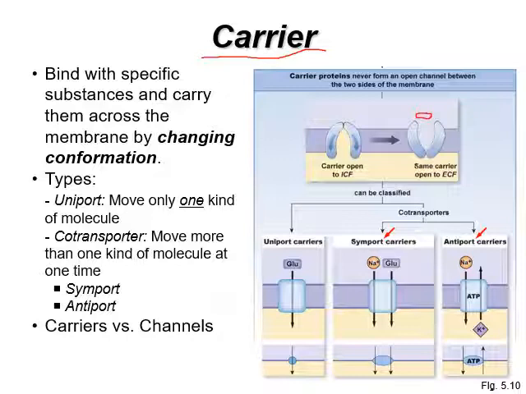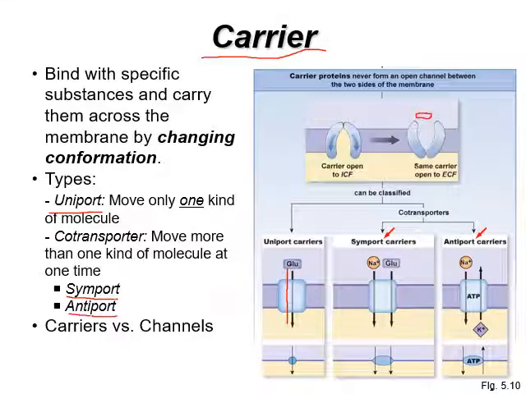Okay, and there are different types of transporters. We have uniport. A uniport, uni, means it only moves one molecule through. And we have co-transporters. And these come in two varieties. Co-transporters move two molecules, or it could even be three molecules, but commonly two molecules are moved through, not just one. And they come in two varieties. We have a symport and an antiport.